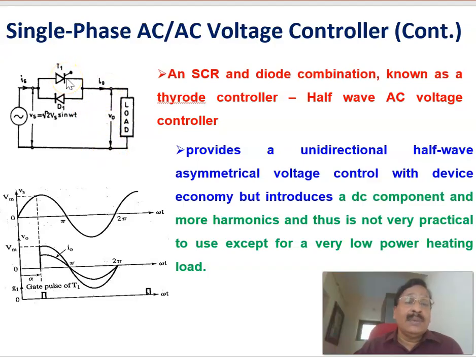Now as I explained in the previous slide, if you replace one thyristor by a diode like that, let's say in the positive half cycle this thyristor will be controlled. In the negative half cycle, there's no control. This is an uncontrolled device, a diode. This combination of a thyristor with a diode is sometimes called a thyrode controller, an SCR and a diode combination.